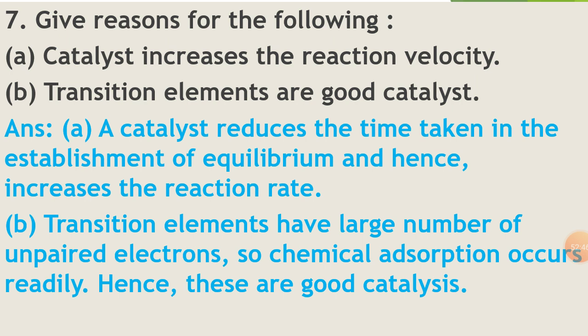Now question number 7. Give reasons for the following. First, the catalyst increases the reaction velocity, that means the rate of reaction. Second, transition elements are good catalysts. These are very important questions from the examination point of view. For the first: a catalyst reduces the time taken in the establishment of equilibrium and hence increases the rate of reaction. I also told you this in the characteristics of catalyst. They enhance the rate of reaction and the establishment of equilibrium occurs faster.